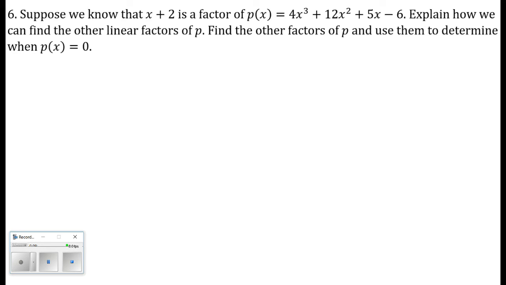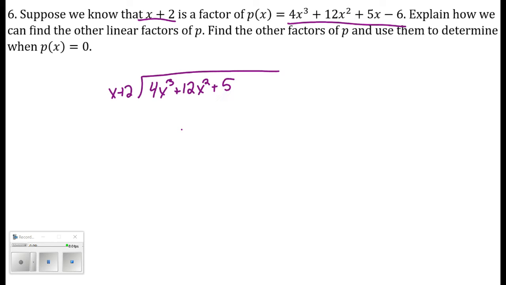Number 6, suppose we know that x plus 2 is a factor of p of x. Explain how we can find the other linear factors of p, and use them to determine when p of x equals 0. So, I know x plus 2 is a factor of p of x here. What that means is that something times x plus 2 gives me that cubic polynomial. Well, how do I find that something? I'm going to divide. So, let's divide 4x to the 3rd plus 12x squared plus 5x minus 6 by x plus 2.